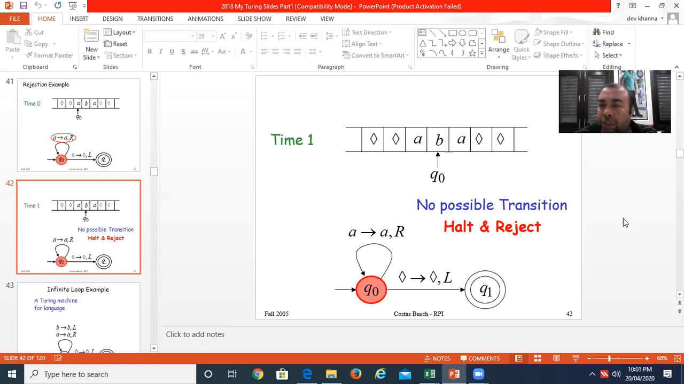The machine has not read all the input characters. We have not reached the final state. So no possible transition: halt and reject. Why halt and reject? Because we have not read all the characters, and moreover we have not reached the final state. Acceptance happens only when, after reading the last character, we reach the final state and the machine halts. Only in that case will we say yes, the Turing machine is accepting this input. Okay.